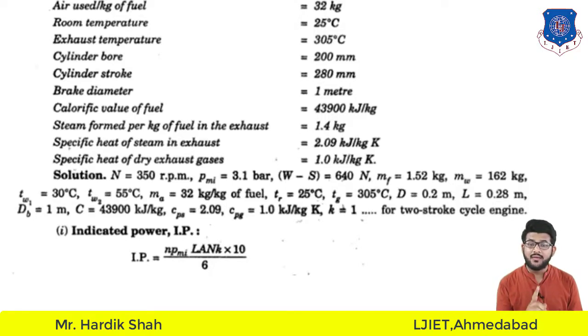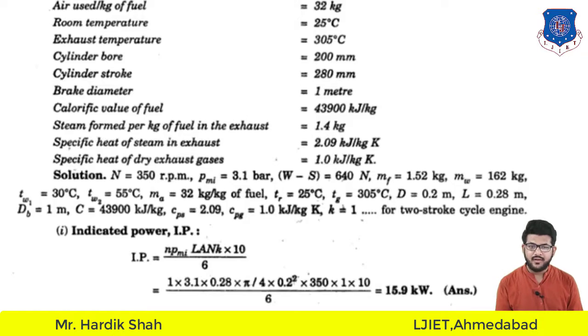Now K will be 1, since it is a two-stroke engine. It is not four-stroke. In previous videos we took K equal to 1/2 for four-stroke engines. This is a two-stroke engine, so in our data we will take K equal to 1. It is constant. Thereafter 10/6, because we are finding the answer in kilowatt. So let's move to the solution part of this IP.